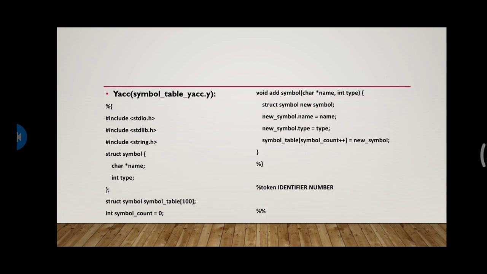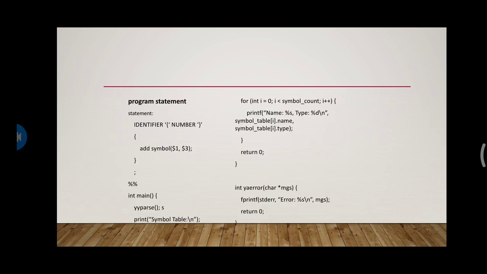Struct symbol open curly bracket, it contains char name, which is the input to the program, and struct symbol table 100, int symbol count 0, void add symbol char name int type, meaning you should add characters and names as input for the given code. And it also closes with the percentage closed bracket. Then lastly we should mention what we need, like the token identifier.